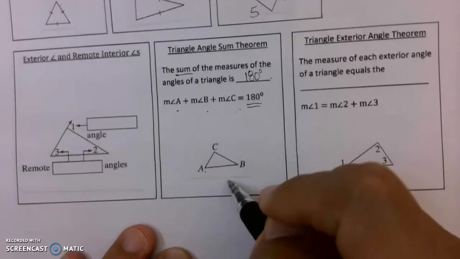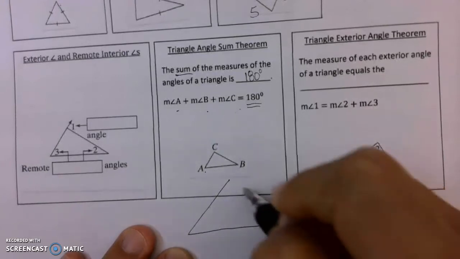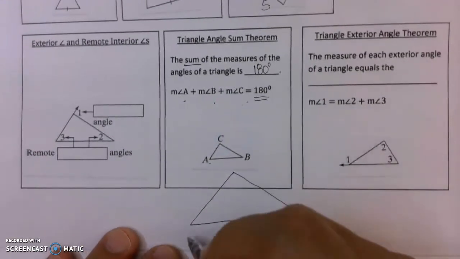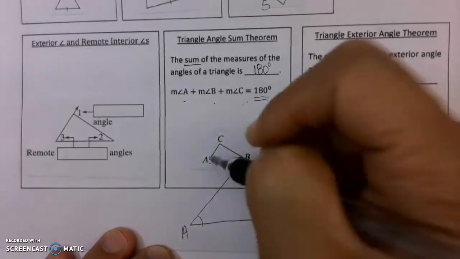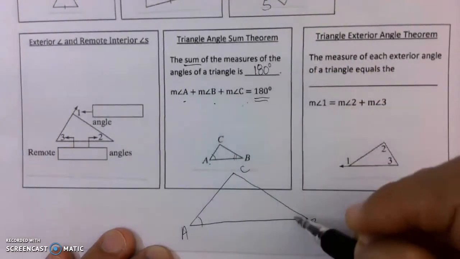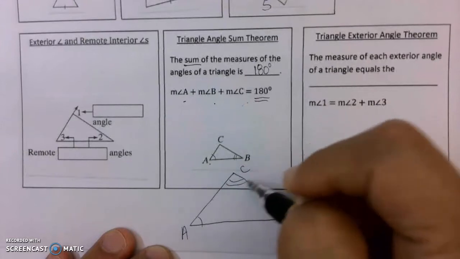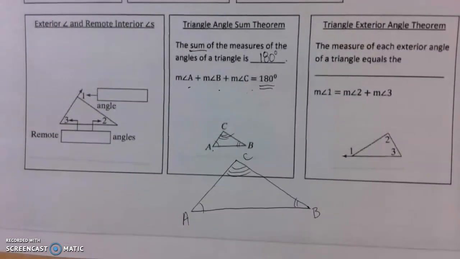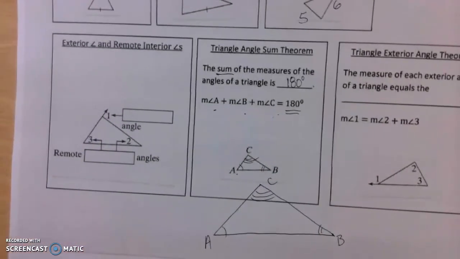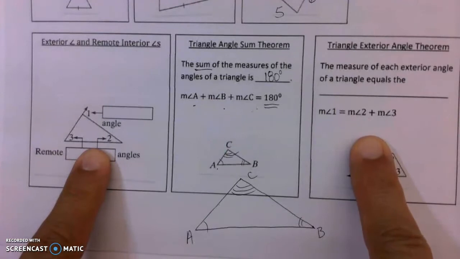Now, you could have a bigger triangle, but all three angles still add up to 180. What makes the triangle bigger is not the angle measurement, because this angle could be the same as this one, could be the same as this. What makes this triangle on the bottom bigger is the side lengths. So don't get confused between angles and sides. That's really important.